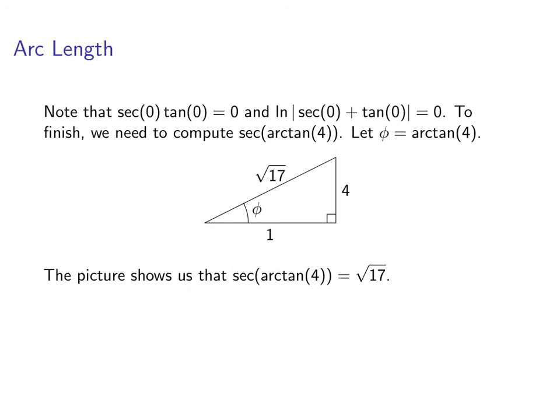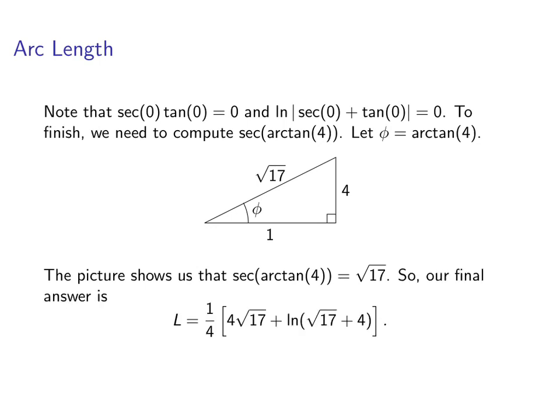The way we do it is we set up a triangle. We let phi be equal to arctangent of 4, and then we draw a triangle. The triangle tells us the tangent of phi is equal to 4. So what if we want secant of that angle? Well, that's just going to be root 17 according to the Pythagorean theorem. All right, so that means this is our final answer: 1/4 times 4 root 17 plus log of root 17 plus 4.